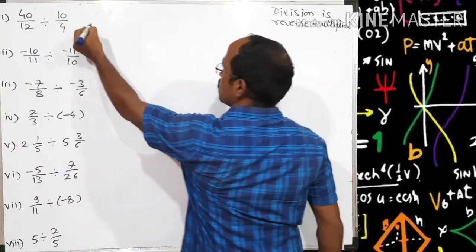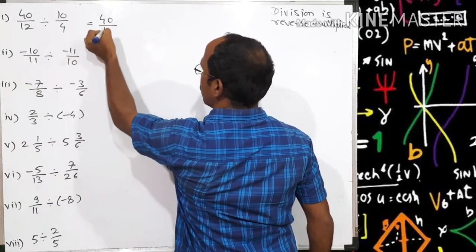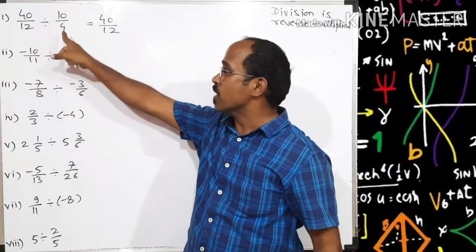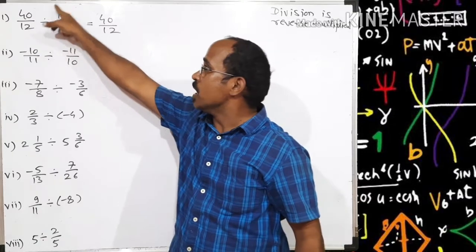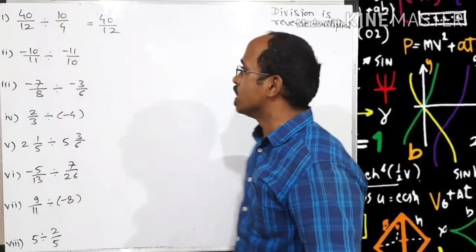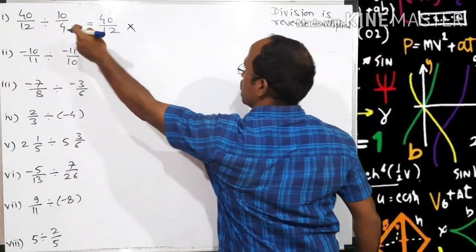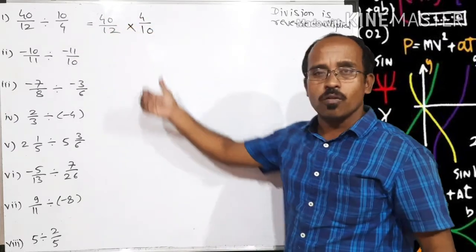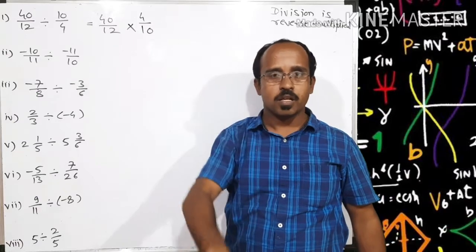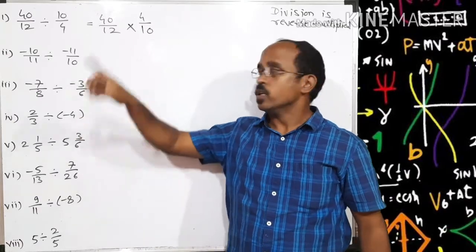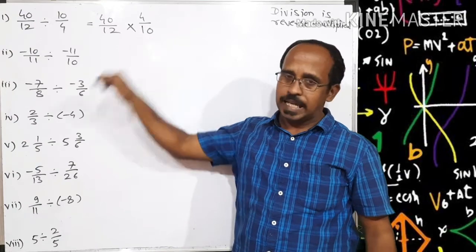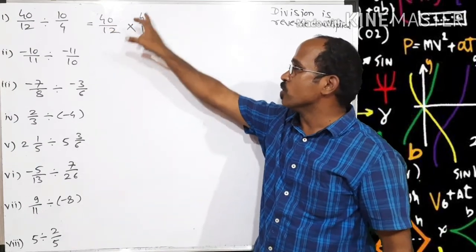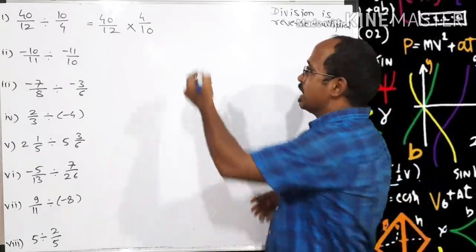Means what? The first number is 40 upon 12, right? We are dividing it by 10 upon 4, which means we have to multiply it by the multiplicative inverse, the reciprocal of 10 upon 4, which is 4 upon 10. What is meant by reciprocal? That we have learned in the previous video. Please go through the video if you have any doubt. The link is given in the description. So 40 upon 12 into 4 upon 10. Clear up to this?